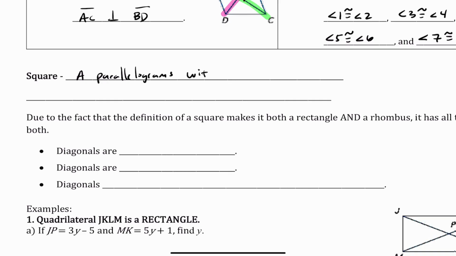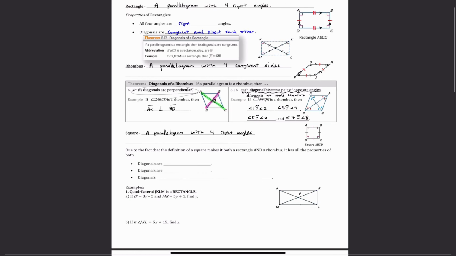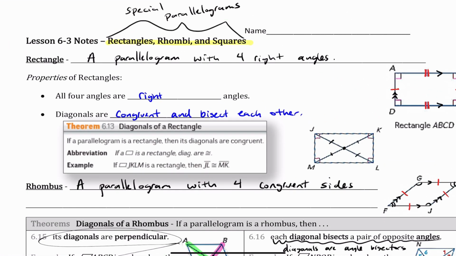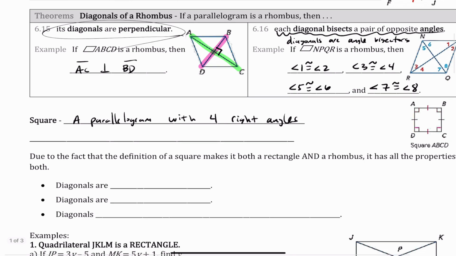with 4 right angles. So a square is a parallelogram with 4 right angles, and if I look at the definition of a rectangle, it is also a parallelogram with 4 right angles. What I'm trying to say here is that a square borrows that idea, borrows that definition from a rectangle.